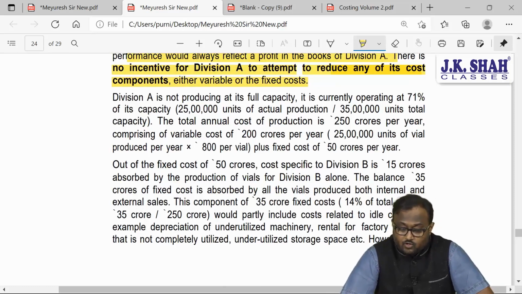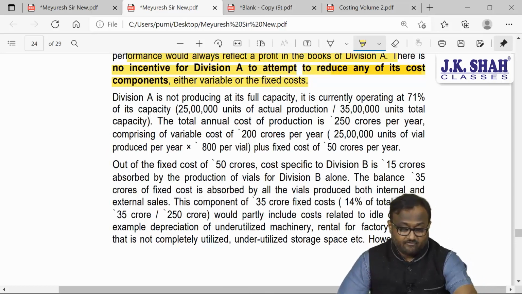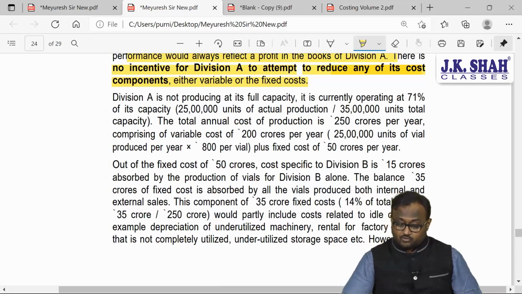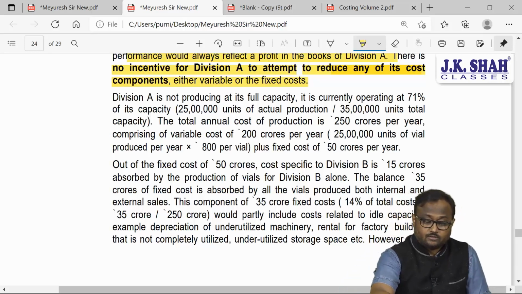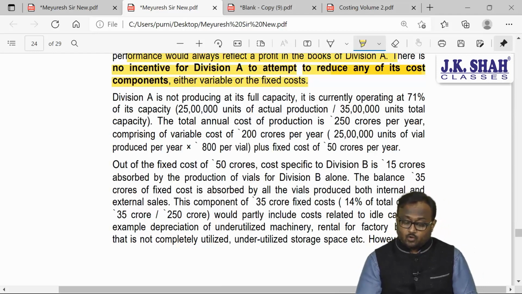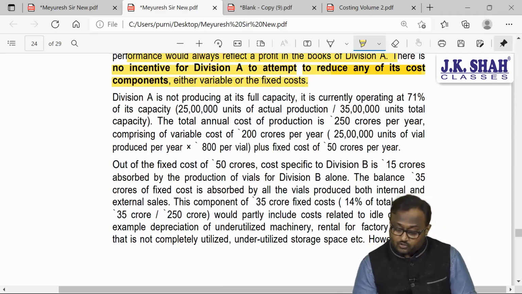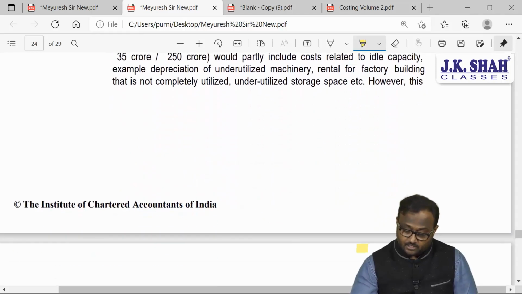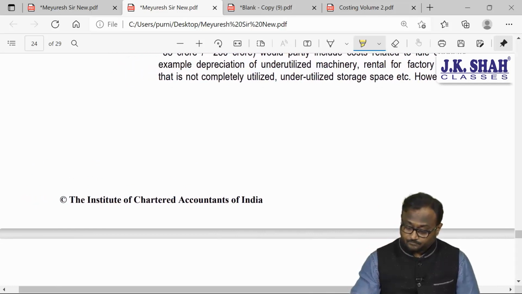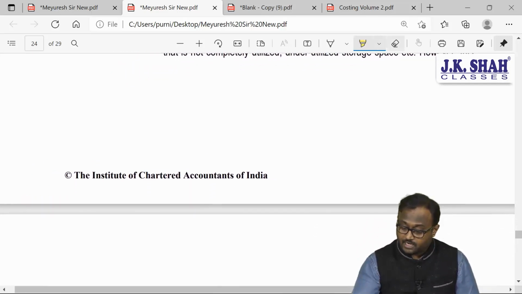So if you see the overall cost structure, your 25 lakhs units multiplied by 800, that comes to 200 crores. 200 crores plus 50 crores fixed cost. 250 crores is going to be your total cost, which you are trying to recover from external market as well as internal transfer. So there is a big threat of your cost getting increased and your product can be costly.